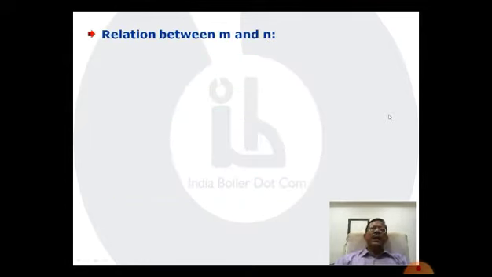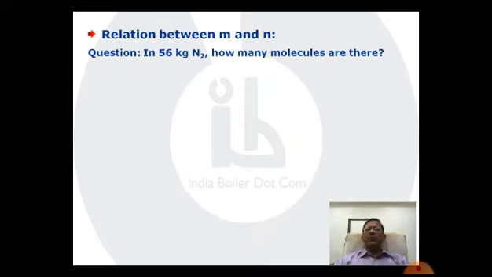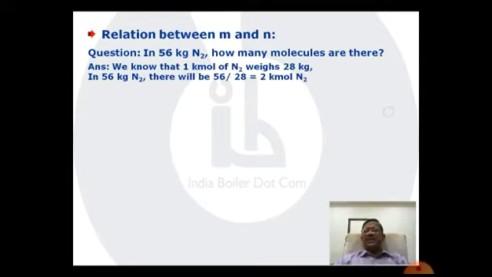of molecules. Now the relationship between mass and number of molecules, if I again take a look. For example, if I ask you what is going to be the number of molecules in 56 kgs of nitrogen? We know that 28 kgs of nitrogen is 1 kilomole of molecules. So 1 kilomole of nitrogen weighs 28 kg. Therefore, in 56 kgs, there will be 2 kilomoles of nitrogen. So what I have done is, I have divided the mass by its molar mass, right? So small m by capital M will be n, that is the number of kilomoles.